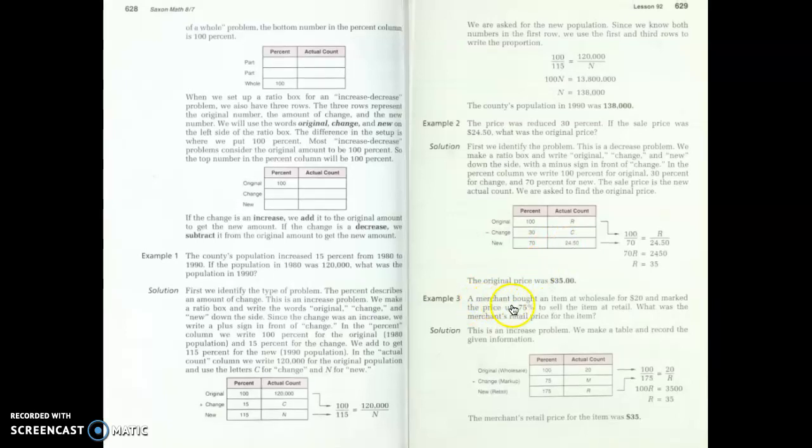So let's go down to example 3. It says a merchant bought an item at wholesale for $20 and marked that price up 75% to sell the item at retail. What was the merchant's retail price for the item? Well, we know that when this guy bought it, for him, 100% of his cost was $20. He paid $20 wholesale for this item. He's going to mark that up 75%, so the customer is going to be paying 175% of the wholesale price. So let's set up our ratio. 100 over 175 is equal to $20 over the unknown new retail price. When you do your cross multiplication and get your algebraic equation, you find out that the retail price was $35. So even though the merchant bought it for 20 bucks, he marked it up 75%. You and I, when we go to buy this thing, are paying $35 for it.